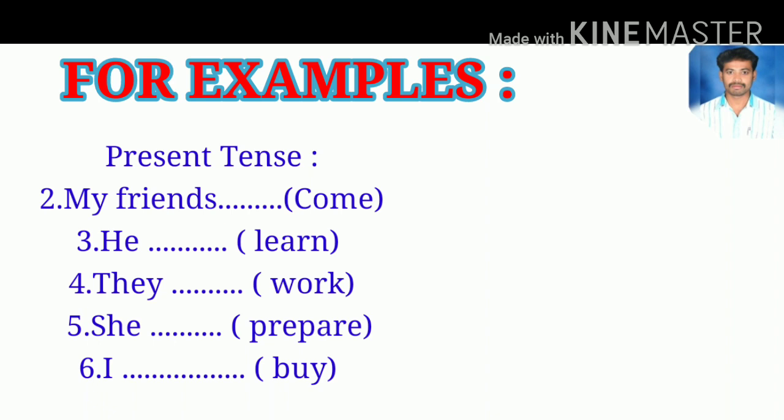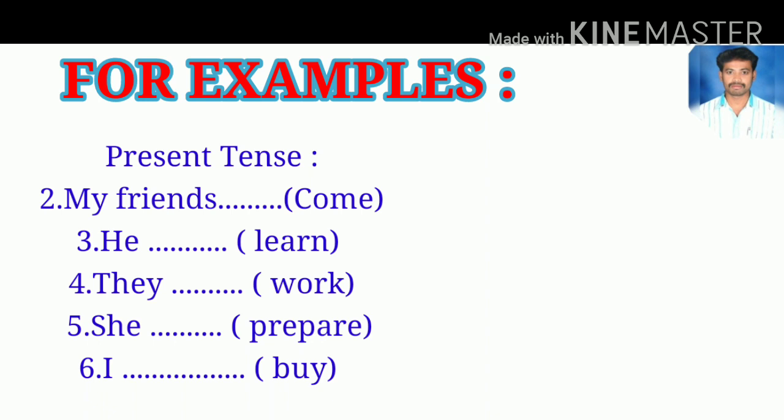And then I'll move to present tense form. I'm going to take the same sentences: my friends, dash, come; he, dash, learn; they, dash, work; she, dash, prepare; I, dash, buy. Here also we observe the rule: we have to use the be form auxiliary verb. If there is only one verb and there is past tense, you give importance to the past tense. Sometimes present tense is given, but 90% of the time they will definitely give past tense.